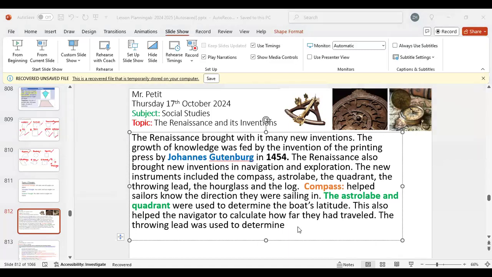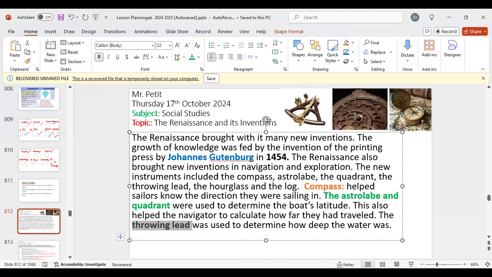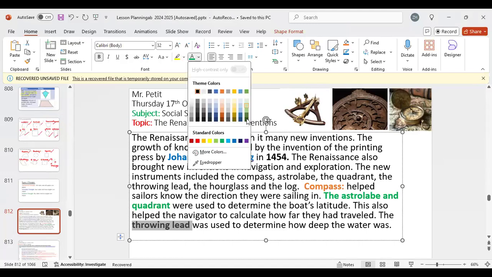The throwing lead was used to determine how deep the water was. That's a throwing lead. So if you want to figure out the depth of the water, we use the throwing lead.